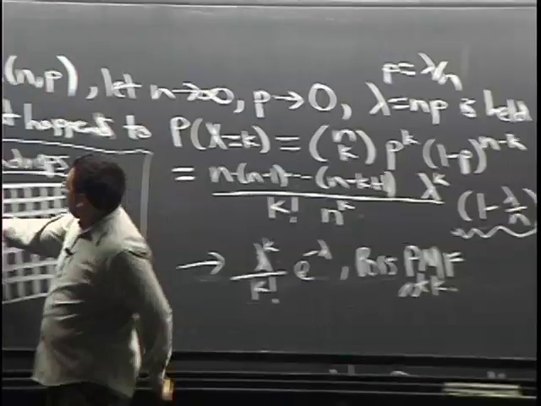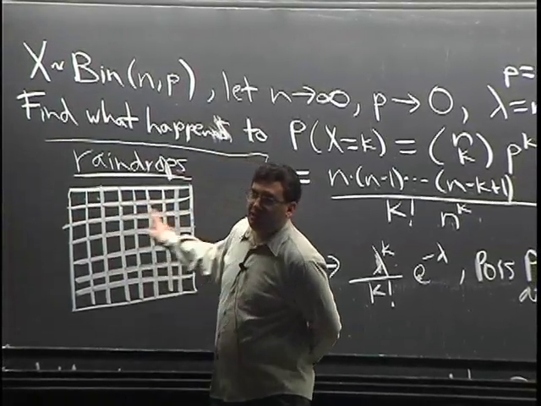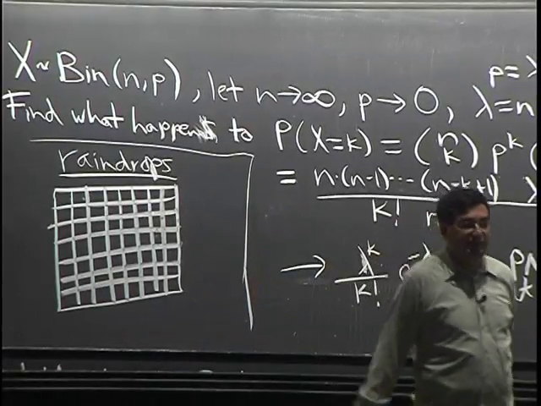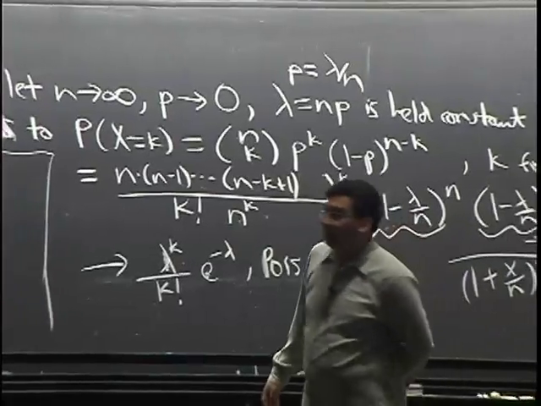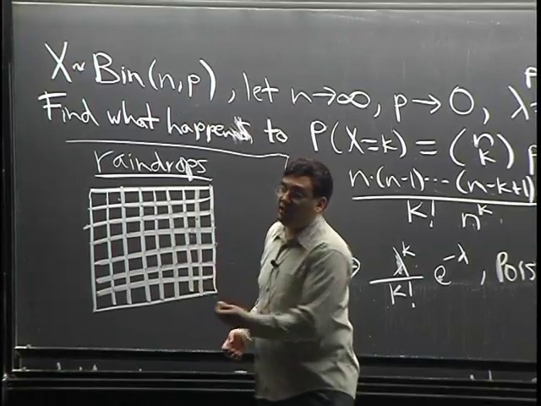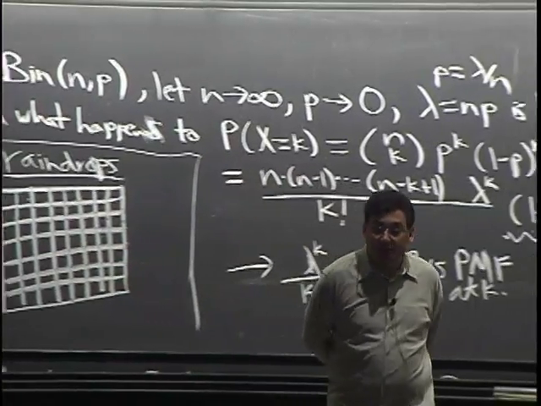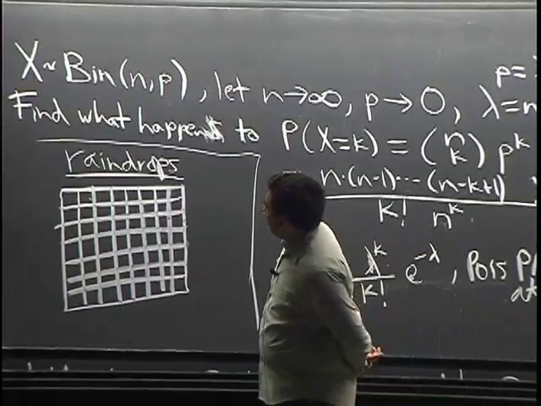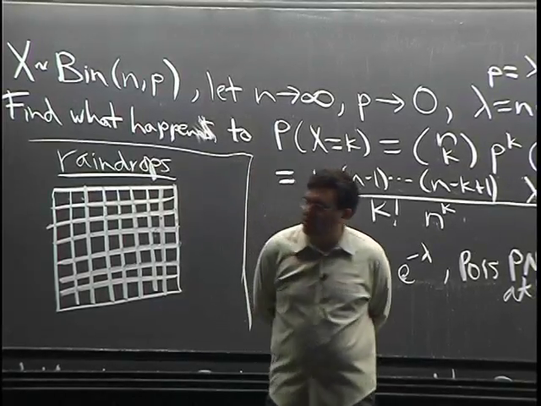So each one is kind of unlikely, but we have a huge number of little squares, okay? So we are going to get some raindrops hitting this piece of paper, probably, right? And lambda is going to be a measure of the intensity of how hard the rain is coming. And so let's think, should we use a binomial distribution for this?